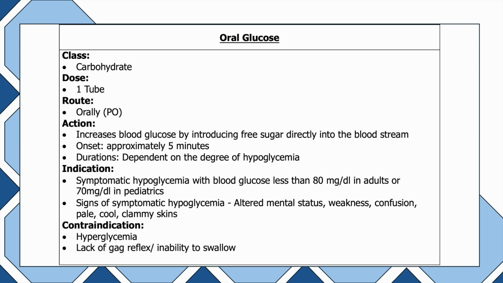Oftentimes, our patients who become hypoglycemic are going to be our diabetic patients. There are two main types of diabetes. We have our type 1 diabetics, generally juvenile onset diabetes, and this is about 5 to 10% of that patient population. These patients are also known as insulin-dependent diabetics. They have an insulin deficiency, meaning that their pancreas is either not creating any insulin or it's not creating enough insulin in the system, so their blood glucose levels are not regulated by the pancreas.